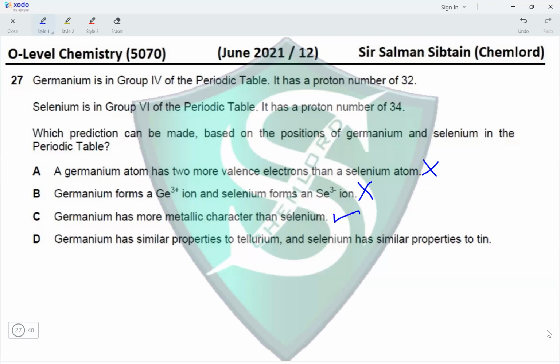D. Germanium has similar properties to tellurium and selenium has similar properties to tin. Now, tin is in group 4. Selenium is in group 6. They don't have the same properties, whereas tellurium is in group 6 and germanium is in group 4. They don't have the same properties. So basically, what they have done here is they've switched these two elements. In order for D to be correct, germanium has similar properties to tin and selenium has similar properties to tellurium must have been mentioned. So this makes option D incorrect, and as a result, option C is the correct option for this question.